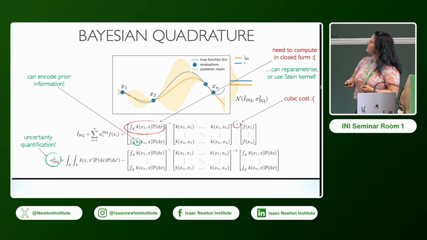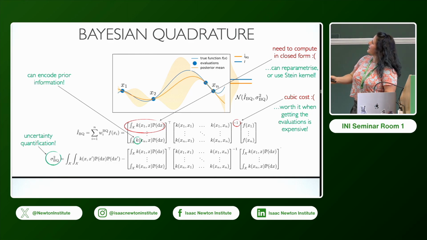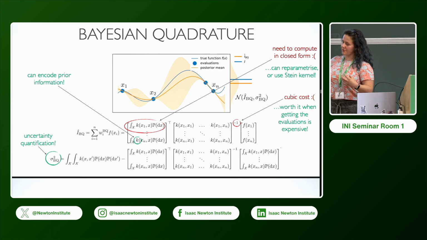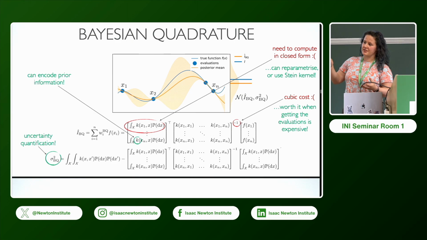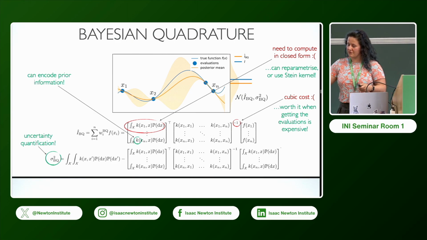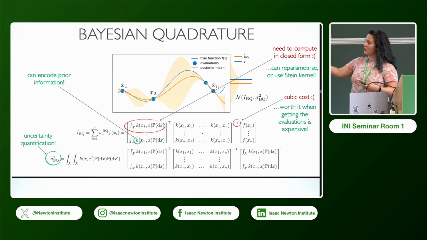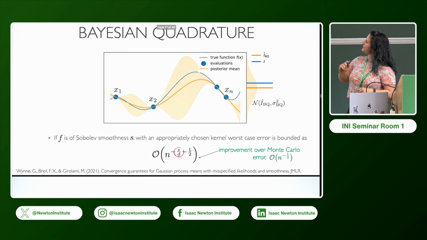Another negative of the method is the cubic cost of the inversion here. The argument here is that this cubic cost is worth it if the benefit that I'm getting from using Bayesian quadrature outweighs it, and that happens when the number of evaluations is fairly low and the cost of getting an evaluation drowns this cubic cost in here. And I'll give some examples of when that happens.